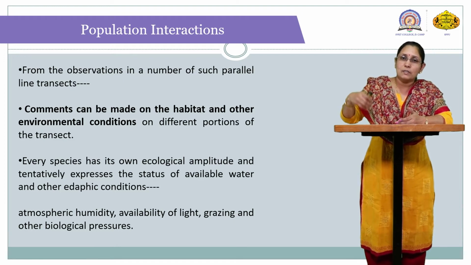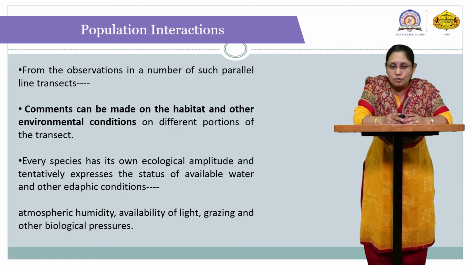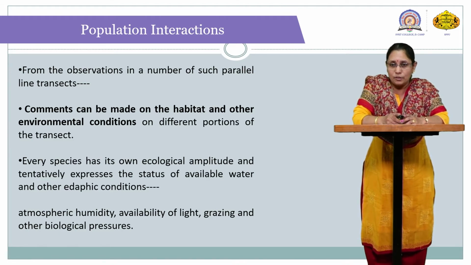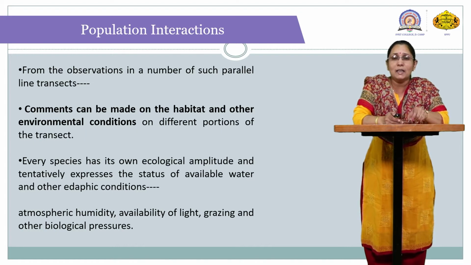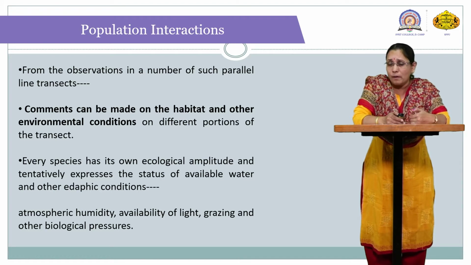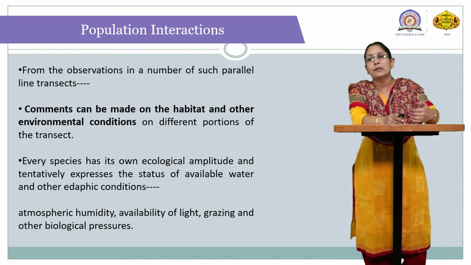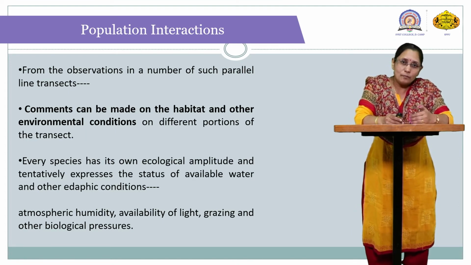It means what is the habitat, what is its percentage, the percentage of that particular vegetation. So every species has its own ecological amplitude and tentatively expresses the status of available water and other edaphic conditions. So what happens? Any X species, when it shows its particular status, tries to tell us its habitat, the atmospheric condition, weather condition, water condition, etc. So we call it an edaphic condition. Remember one thing here: any X vegetation, suppose it grows in that particular area, with its growth and development it always tries to tell us the edaphic conditions, its habitat, etc. So this is one of the important outcomes we can say regarding this line transect method.